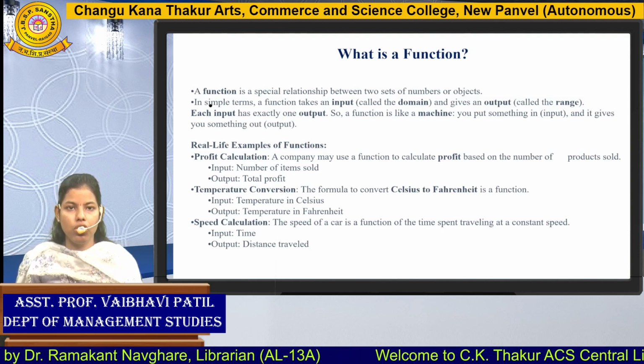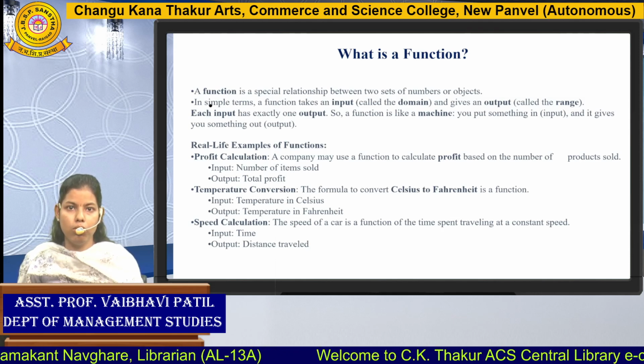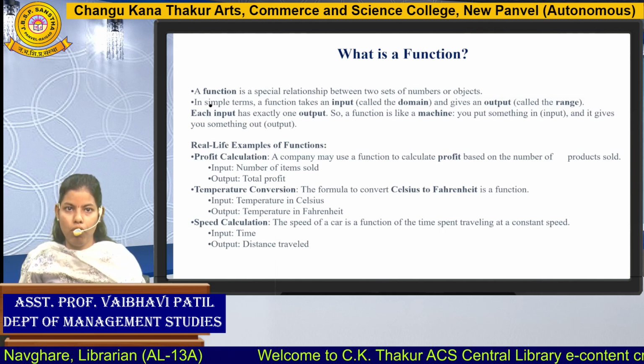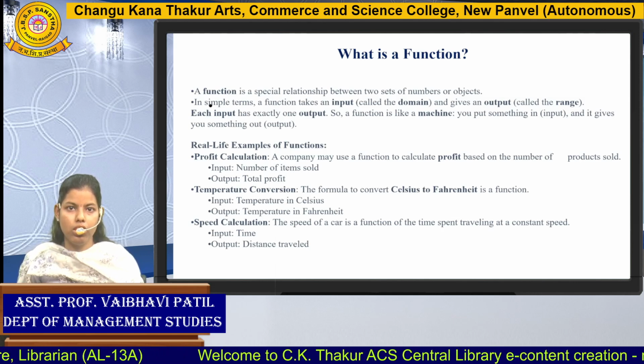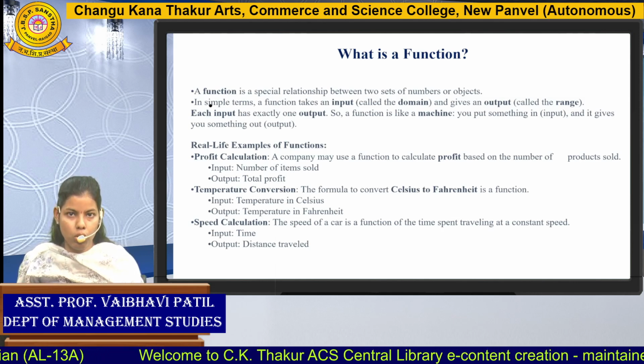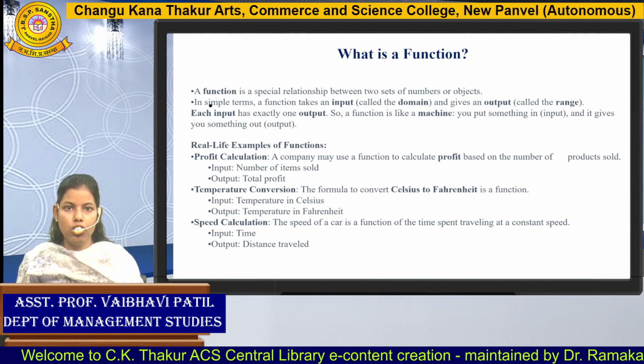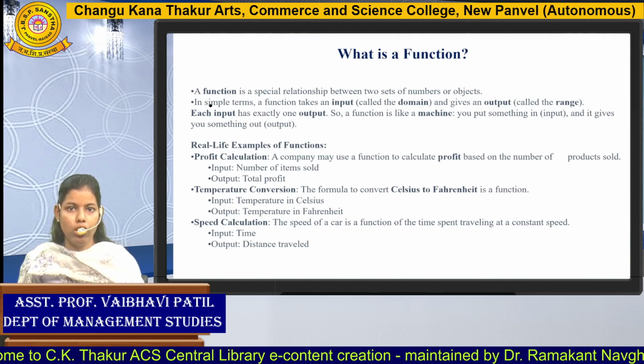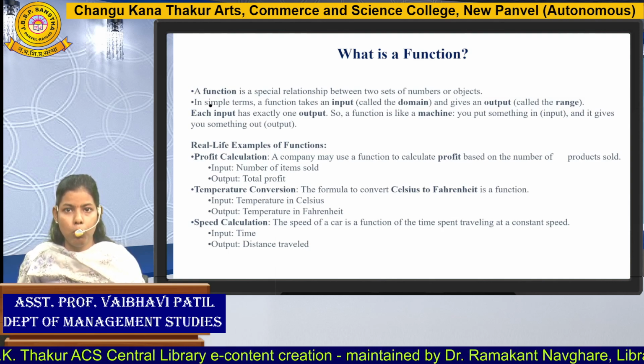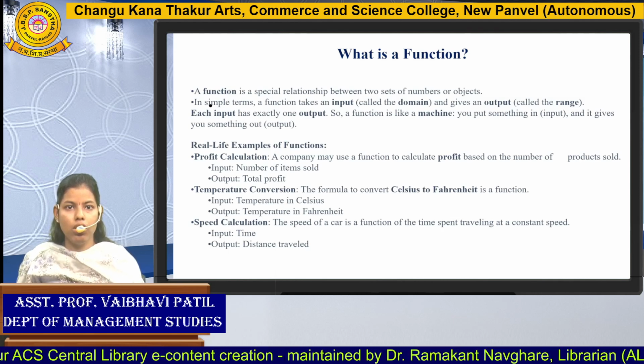So, first, what is a function? A function is a special relationship between two sets of numbers or objects. In simple terms, a function takes an input, that is called the domain, and gives an output, that is called the range, or also called the codomain. Each input has exactly one output. So a function is like a machine. You put something in it, it gives you something out.